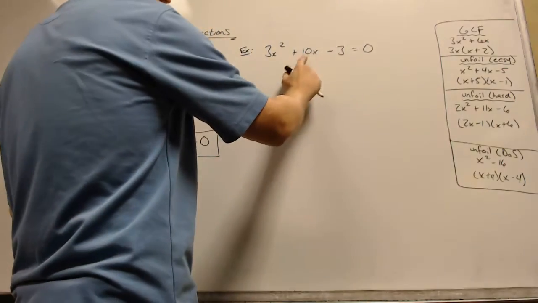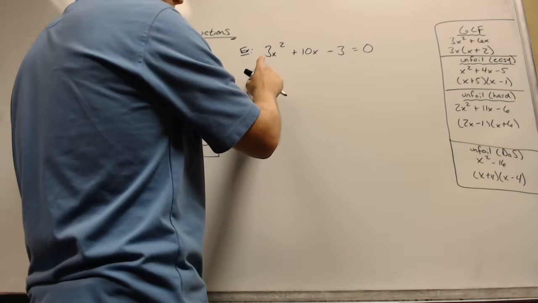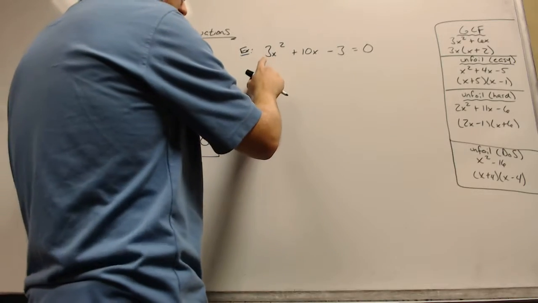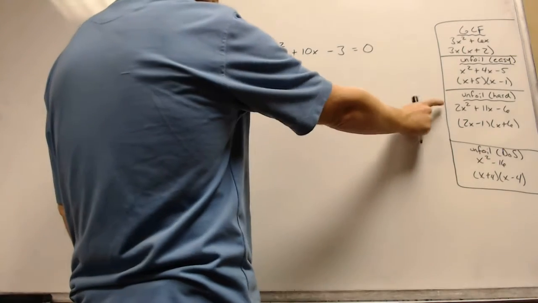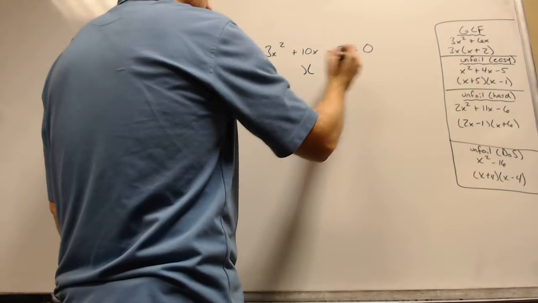I don't see a common factor here, and I do see a coefficient out front. So if there's no common factor and a coefficient with 3 terms, that's definitely unfoiling the hard way, but it's still unfoiling. So let's break this apart.